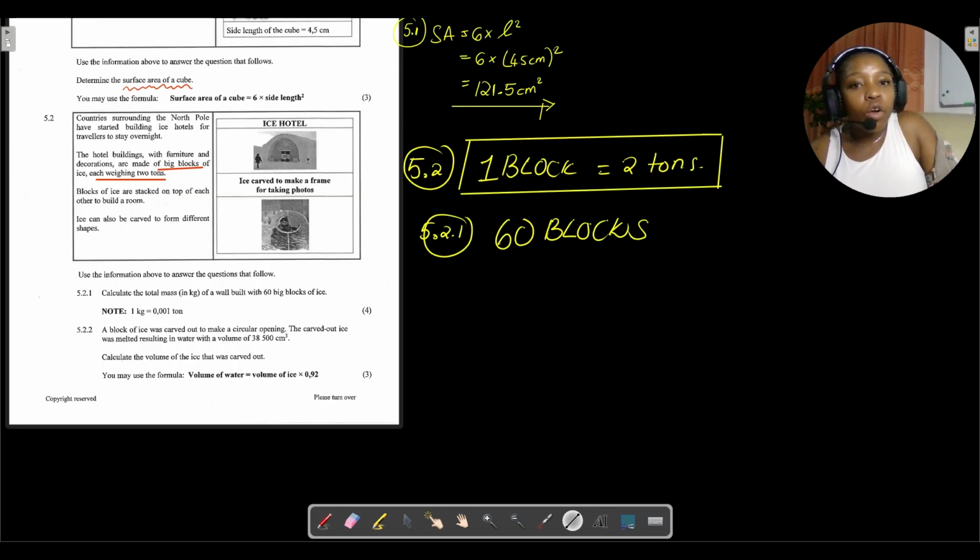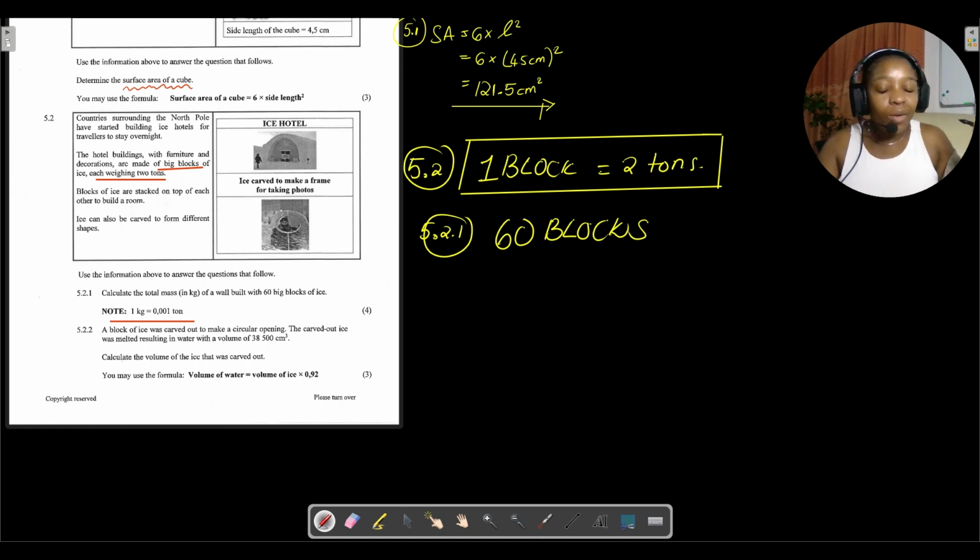Okay, so I'm first going to convert these blocks to tons, and once I've converted these blocks to tons, I'm going to convert the tons to kilograms. Okay, so how am I going to do that? Very easy. How do you convert from blocks to tons? Because we've got an equation that's been given to us to use: multiply by what you want, divide by what you have. I promise you, it works every single time. If you've got an equation and you have to convert, it works every single time.